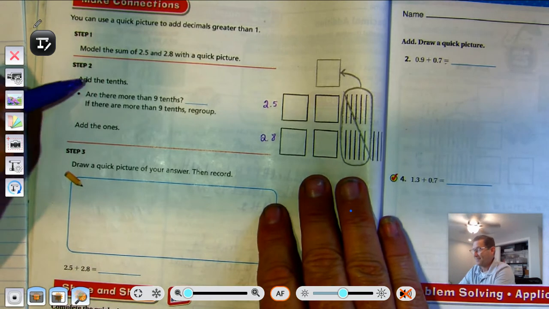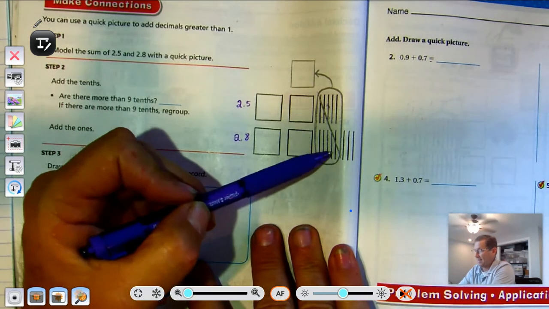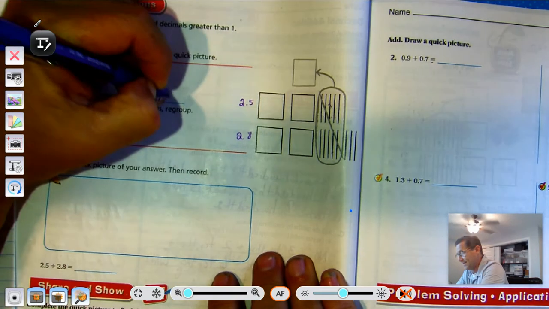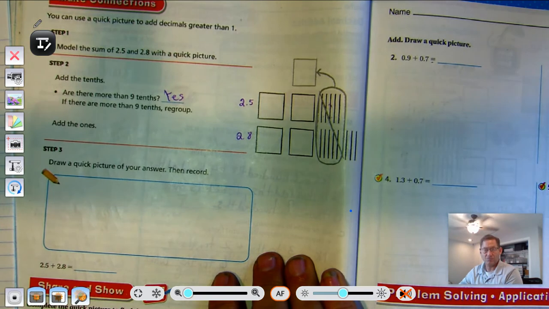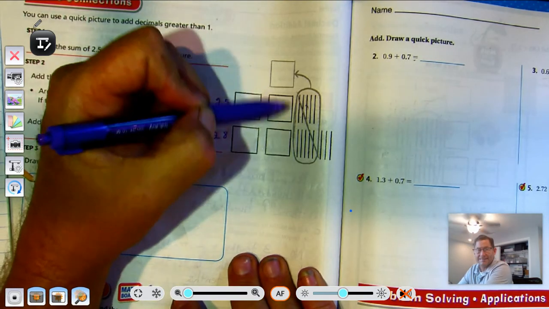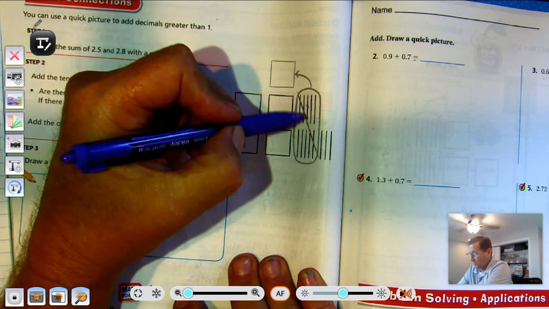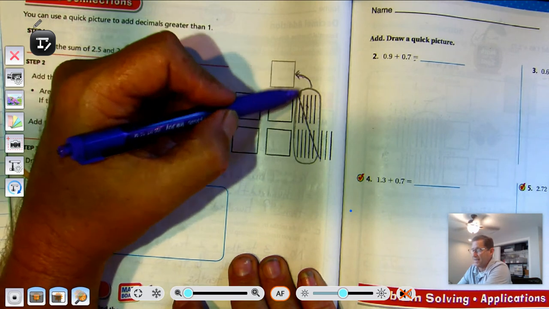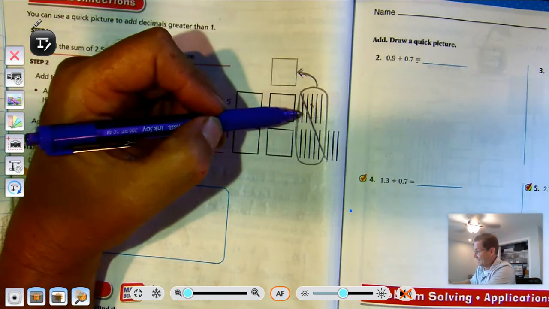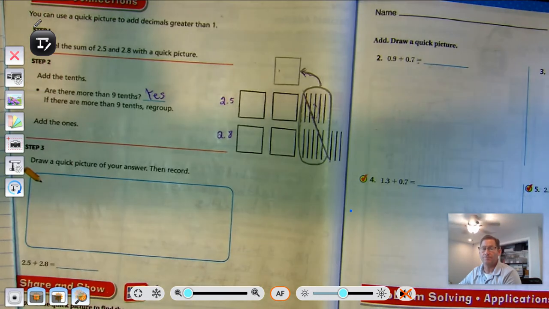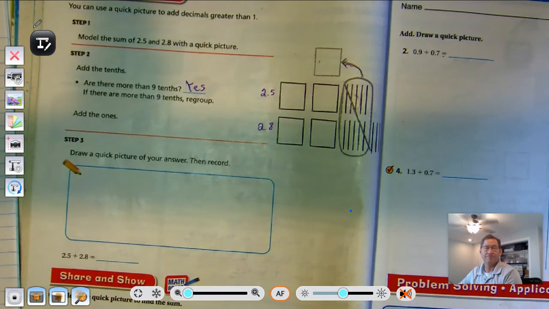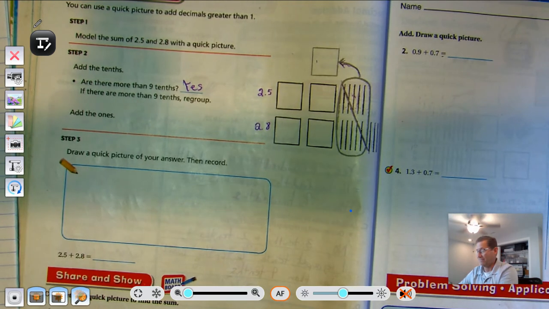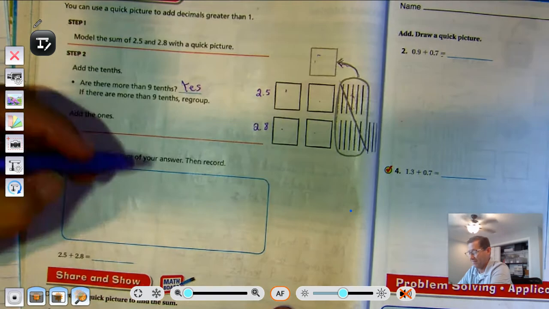Okay, add the tenths. 5, 10, 11, 12, 13 tenths. There's more than 9/10, right? So if there are more than 9/10, we need to regroup. So circle 10/10, cross them out to represent that you're going to regroup, and show the next larger place value. So we're going to trade 10/10 for 1 whole. Okay, add the ones. How many ones do we have? 1, 2, 3, 4, 5.